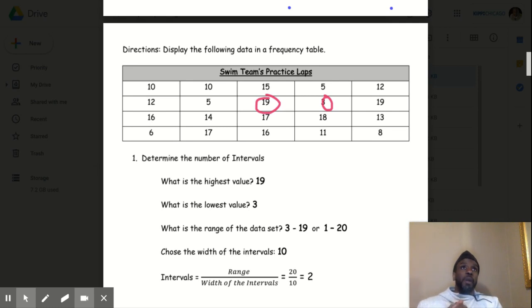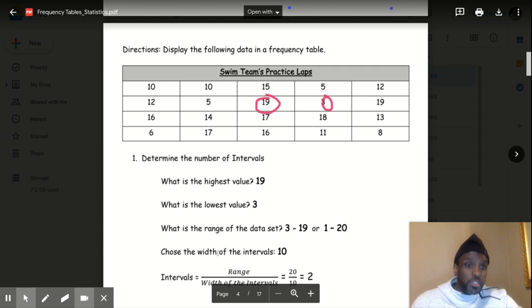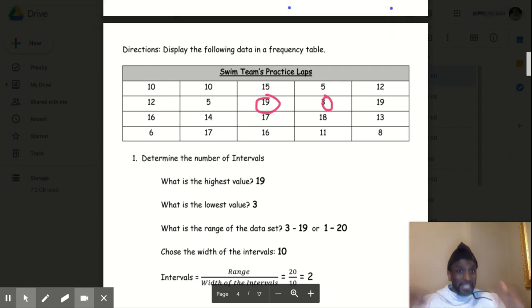I'm going to use 1 to 20 again, but I'm going to change something. I'm going to choose that my widths are going to be intervals of 10. I want the width of my interval to cover 10 numbers. So instead of covering 1 to 5 and 6 to 10, I'm going to cover intervals of 10. Within 1 to 20, I'm going to look at 1 to 10. That's a width of 10. And I'm going to look at 11 to 20. That's another width of 10.